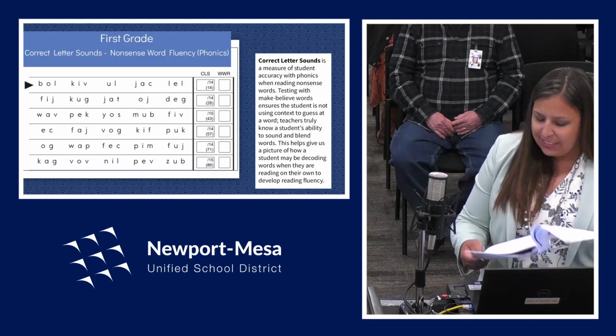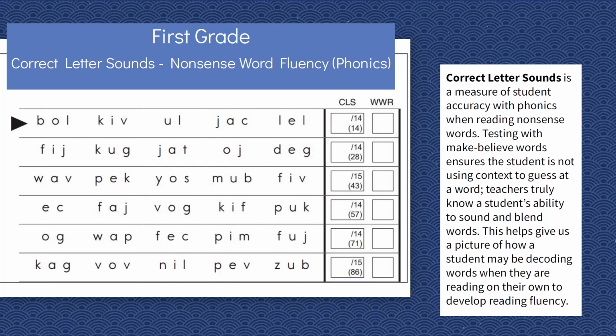So this is a sample from first grade of a nonsense word assessment. So we use this to assess whether or not students are actually using sounds to read words as opposed to memorizing whole words. So this is how we can tell if kids know their sounds and can actually use them to read. So you might take a word like PIM, it's not a real word, P-I-M, and they have to actually use their sounds. We tell them these are made up words. We don't tell them these are real words. We tell them these are nonsense words or pretend words.